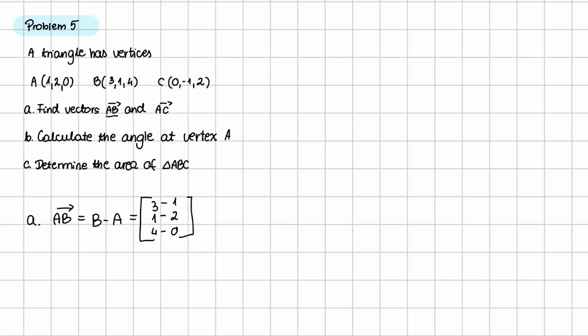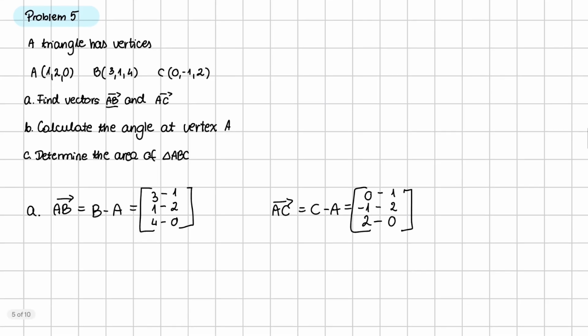And the same goes with AC. So C minus A equals (0, -1, 2) minus (1, 2, 0). And now we have to calculate these values. So we have (2, -1, 4) for AB, and in here we have (-1, -3, 2) for AC.